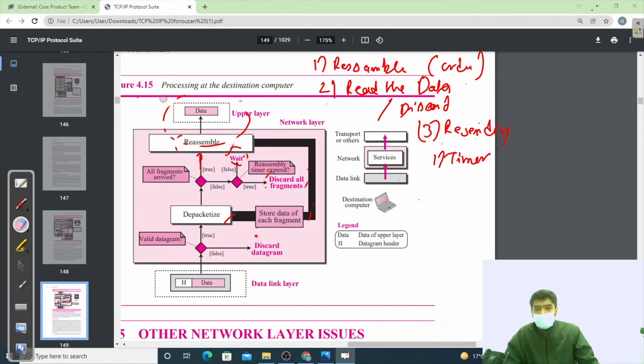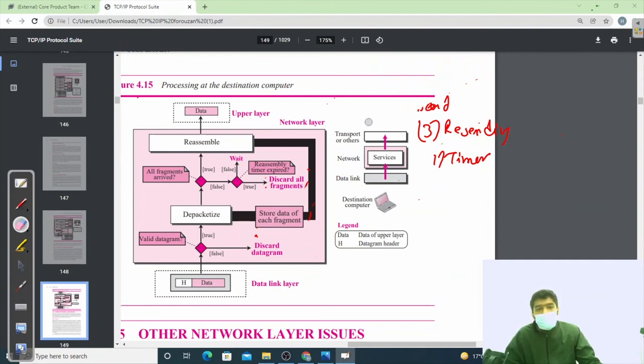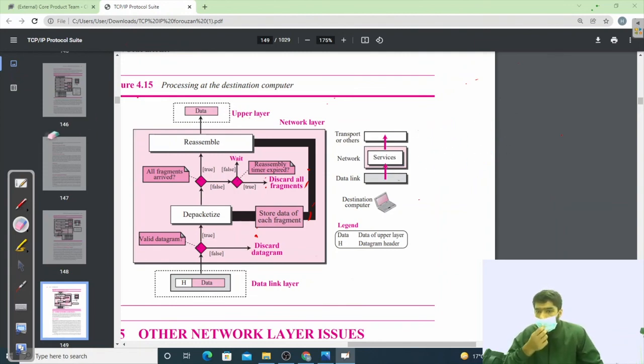So that's all. The basic thing is that the destination computer only does two things. It sees that the data is correct. If the data is correct, it passes it to depacketize, because we have encapsulated the data in previous layers. After depacketizing, if the timer expires, it asks the sender to send the data again. If the timer is not expired, it reassembles the data and sends it to the upper layers.